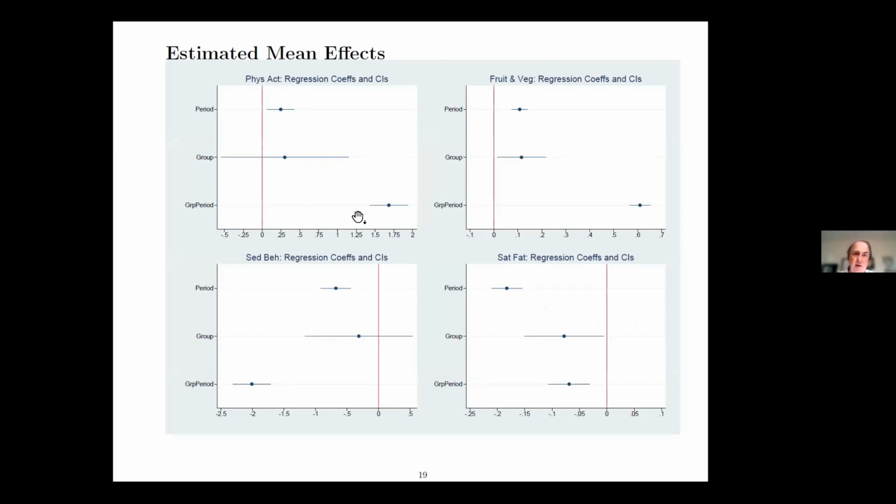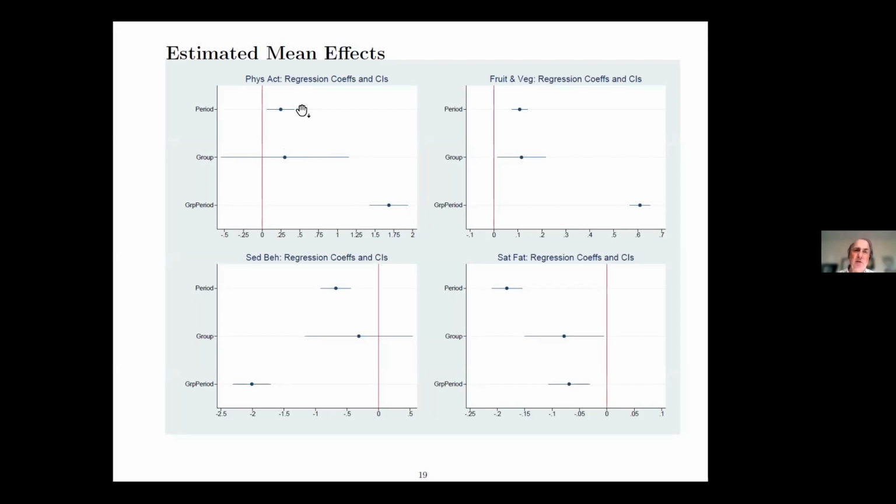Okay, so let's go through these one by one. On the top left, I have physical activity. So that's my outcome. And going down are my 3 covariate effects: the time effect, the group effect, and the group by time effect. In these models with interaction, the main effects are the effects of those variables when the interacting variable equals 0. So the period effect here is the effect of time for the non-targeted group.